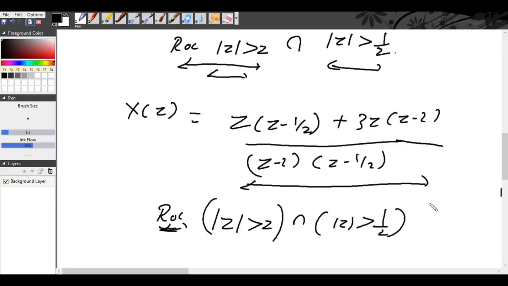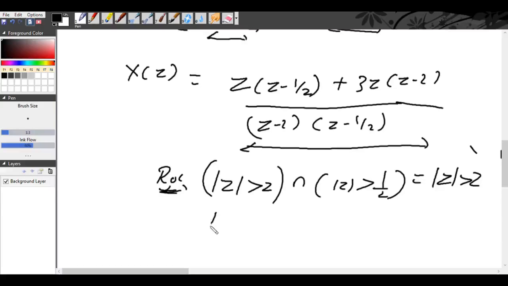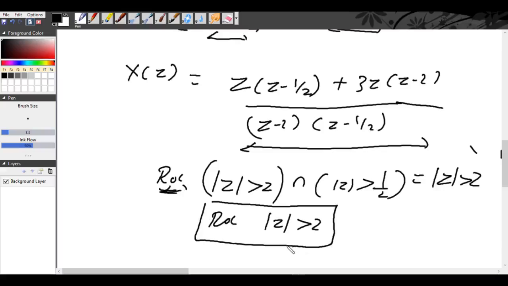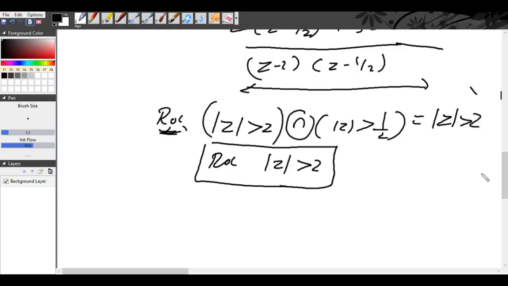So what I can do is modulus of z greater than 2, this particular term, intersection modulus of z, right? Then the modulus of z is obviously greater than 2. So ROC is nothing but modulus of z greater than 2, because that is the area where we will be having the intersection. We will be having the common section there, right? So let me do another problem.